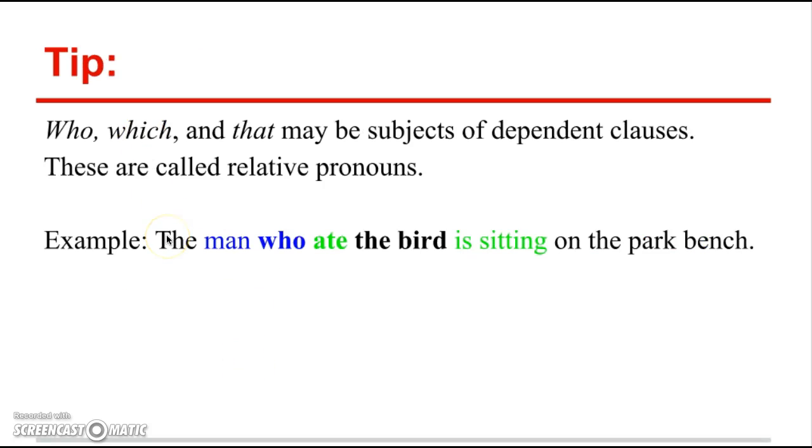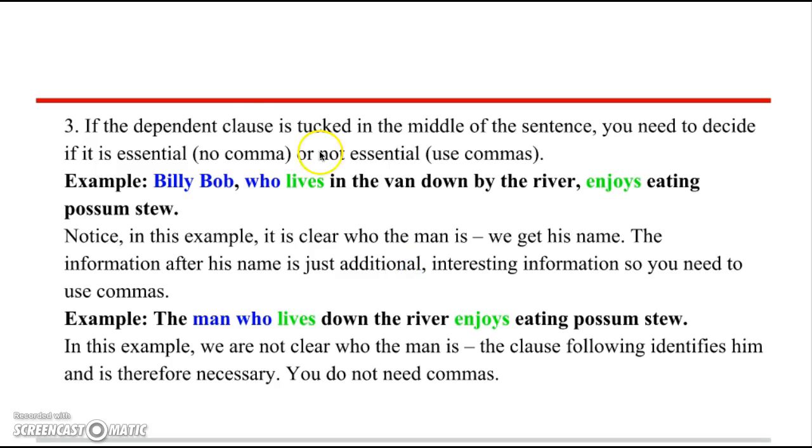Another tip, the words who, which, and that may be subjects of dependent clauses, and these are called relative pronouns. So just remember, the man who ate the bird is sitting on the park bench. These words right here, who ate the bird, that is your dependent clause, and the independent clause is the man is sitting on the park bench.